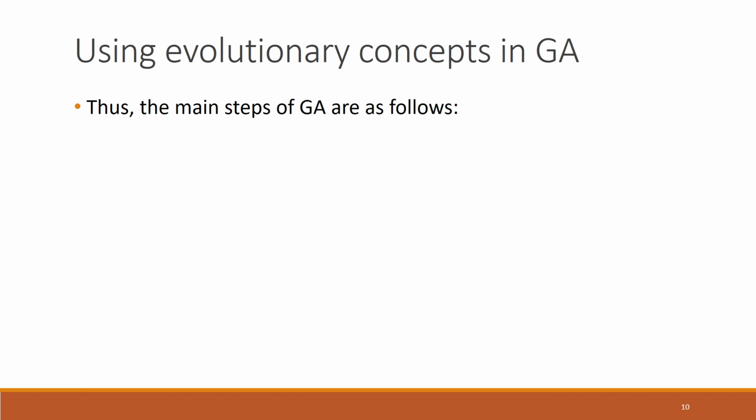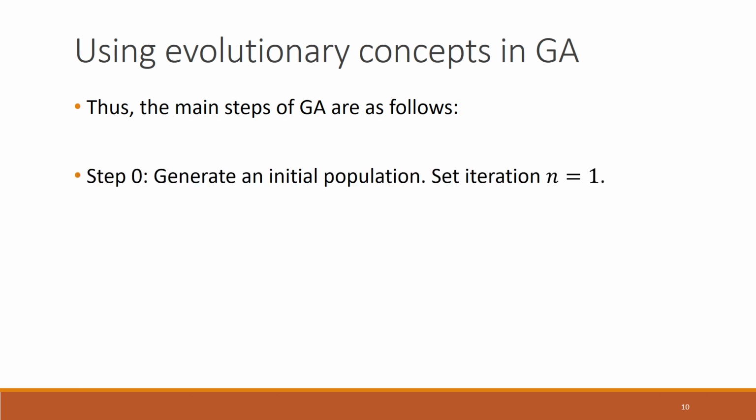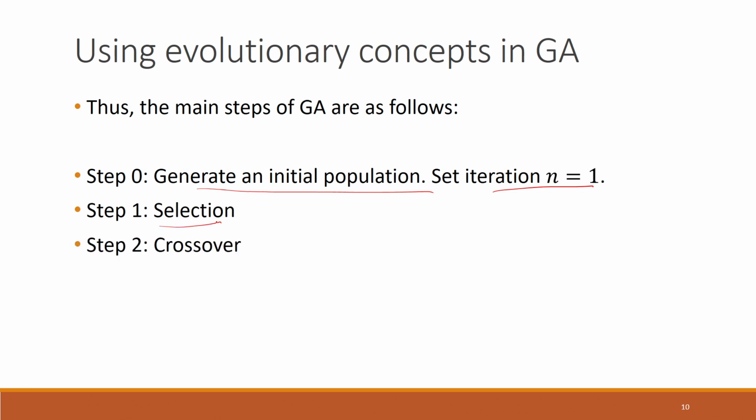Therefore, the main steps of a genetic algorithm are as follows. We first generate an initial population, we set the iteration n to be equal to 1, then we do selection, after that we do crossover of the strings, and then we do mutation. In the selection, we select a new set of strings based on their fitness level. So the strings which are fitter have higher likelihood of getting selected.